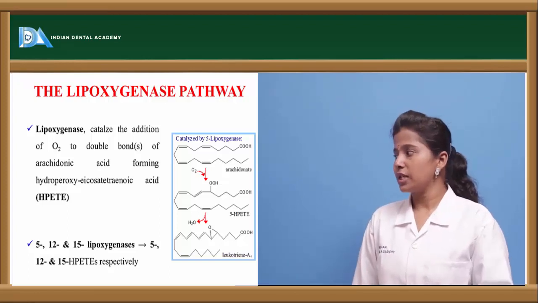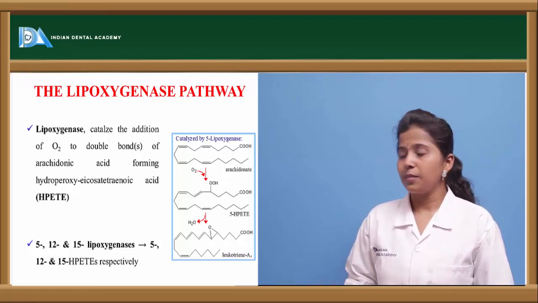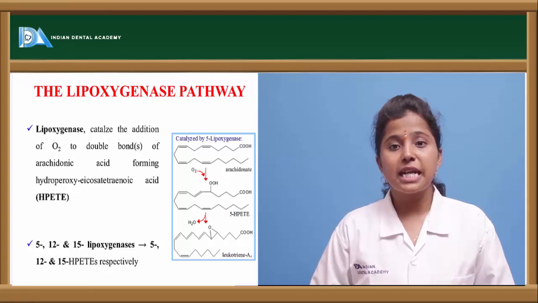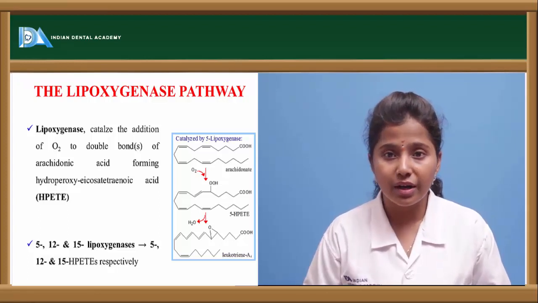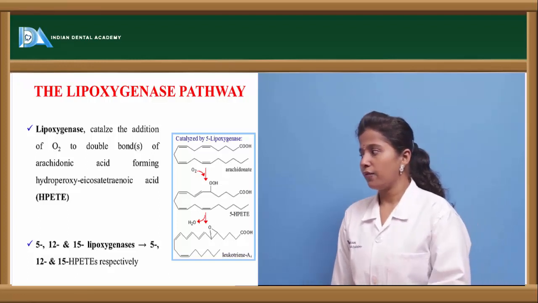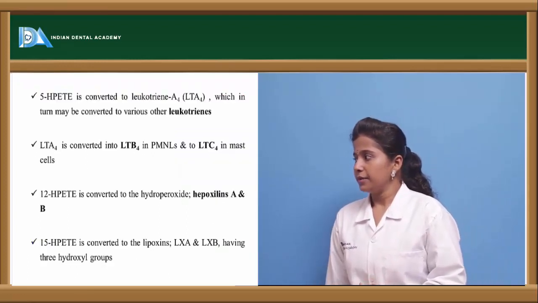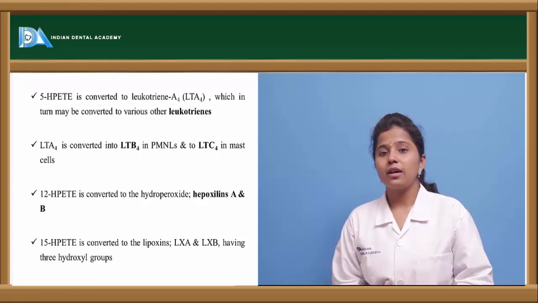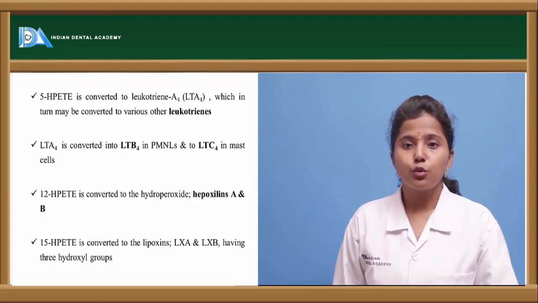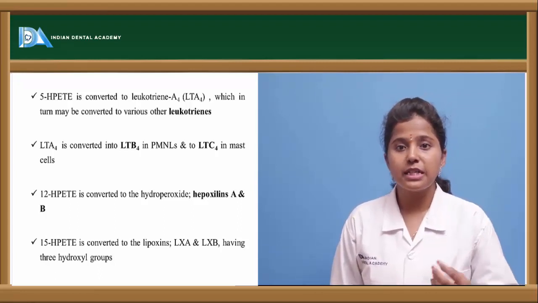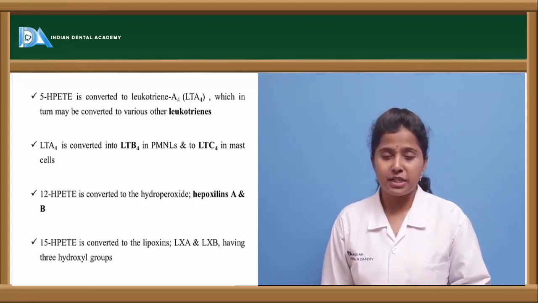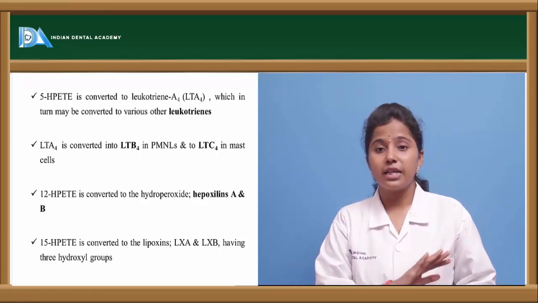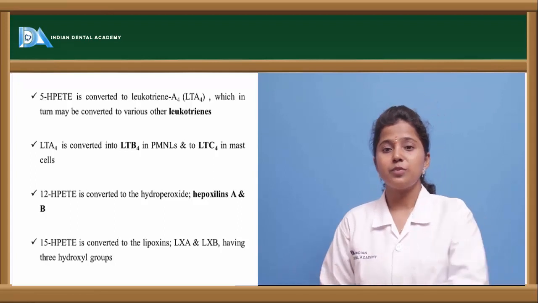Lipoxygenase catalyzes the addition of oxygen to double bonds of arachidonic acid, forming hydroperoxyeicosatetraenoic acid. HPETE is observed in 4 forms, that is 5 HPETE, 12 HPETE, 15 HPETE, 11 HPETE. What are these? If the oxygen is added at C5, that is, if there is a double bond present on the C5 carbon atom, then 5 HPETE is observed.